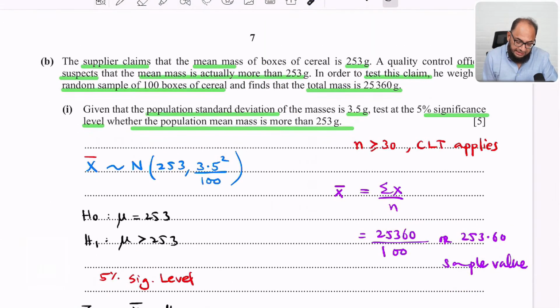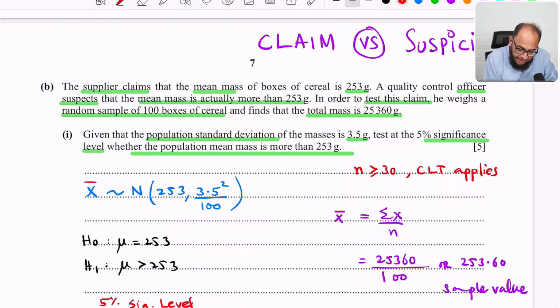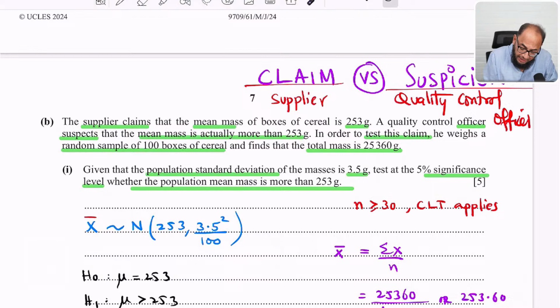Okay, the next part. The supplier claims that the mean mass of the boxes of cereal is 253 grams. Now it's hypothesis. A quality control officer suspects. Now it's always a relation between claim versus suspicion. So the claim is made by the supplier. The suspicion is made by a quality assurance or control officer. Now let's read the question again. The supplier claims the mean mass is 253. The quality control officer has to be sure of that, so he suspects that the mean mass is actually more.